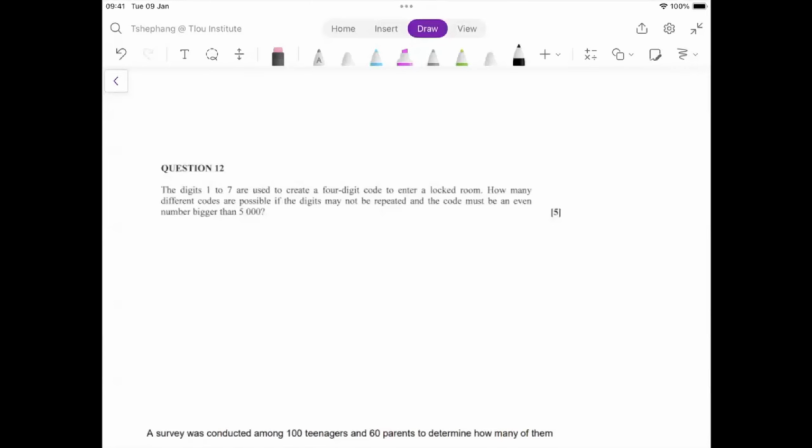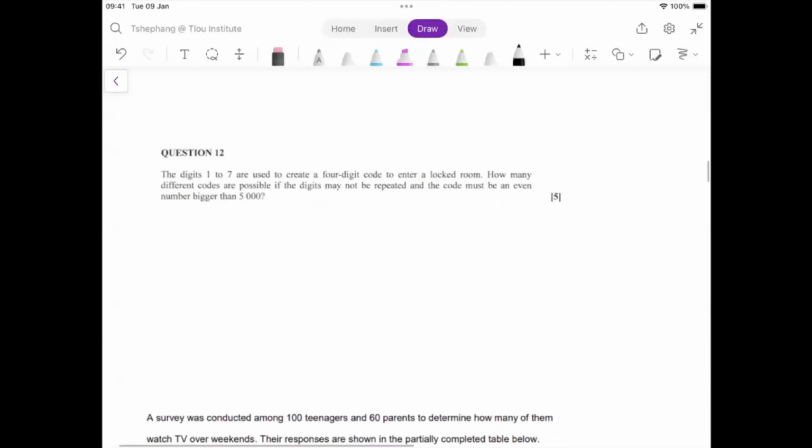Okay, I need you to pay extra attention here. We're saying 4 digits means that I'm going to have these open spots 1, 2, 3, 4 for the digits. Now, we want a number that is bigger than 5,000.